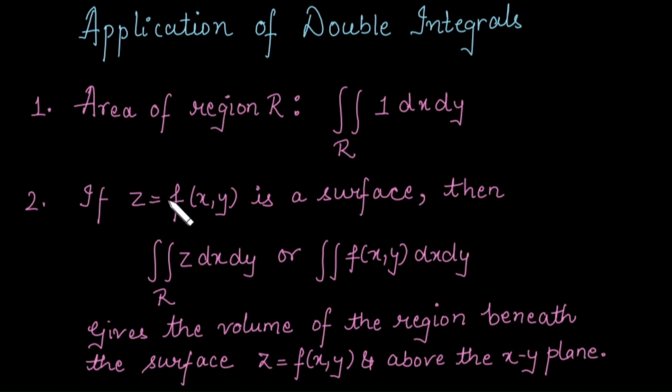Secondly, if the function is of the form f(x,y), that is a surface that is not equal to 1, in that case, if we take the double integration over the given region R, then this will give you the volume of the region beneath the surface z is equal to a function of x,y and above the xy plane. Now let's understand these two applications of double integration with the help of examples.